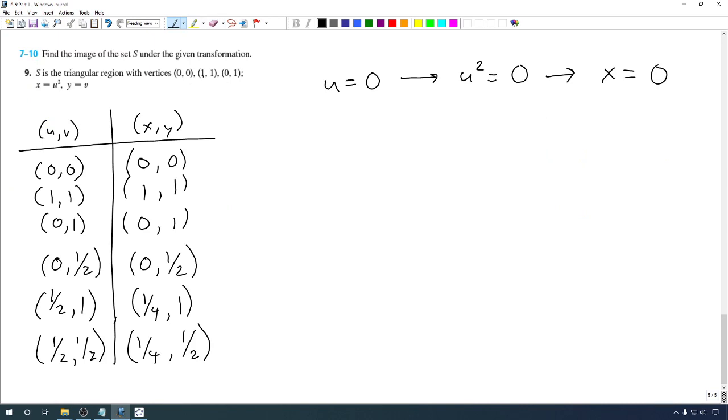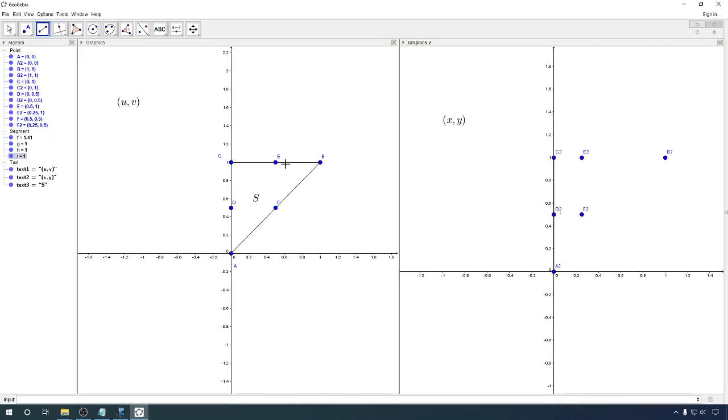The line from, say, 0, 1 to 1, 1, so that's our top line here, that's the line where u equals 1. Or, sorry, v equals 1. So, yeah, v is this axis here. The v coordinate of all these is equal to 1.